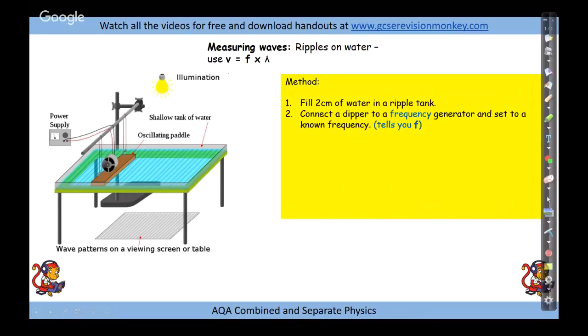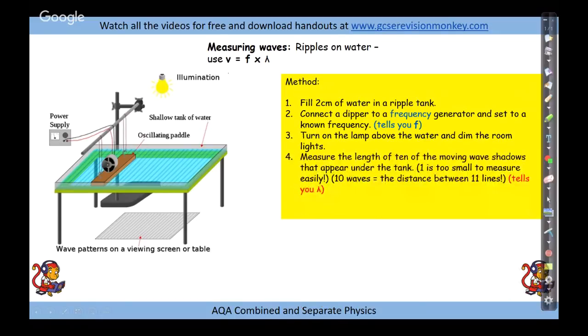And just remember here that with any practicals, we're looking at finding out the things that go into the equation. So V equals F lambda is such an important equation for this practical. So turn on the lamp above the water, dim the lights in the room so you can see the shadows easily. Measure the length of 10 of the moving wave shadows that appear under the tank.